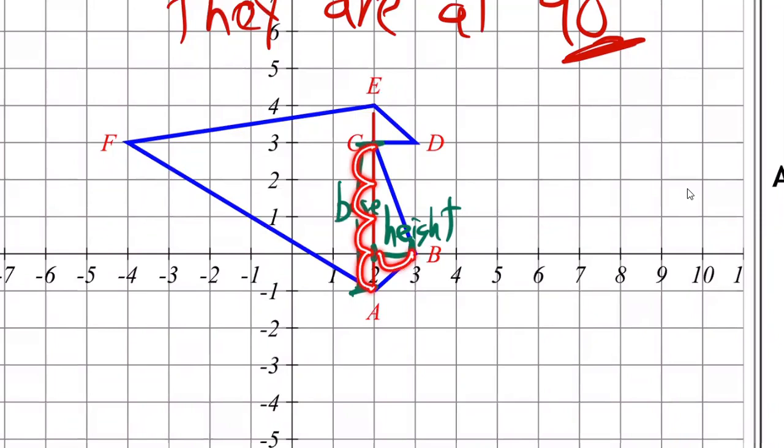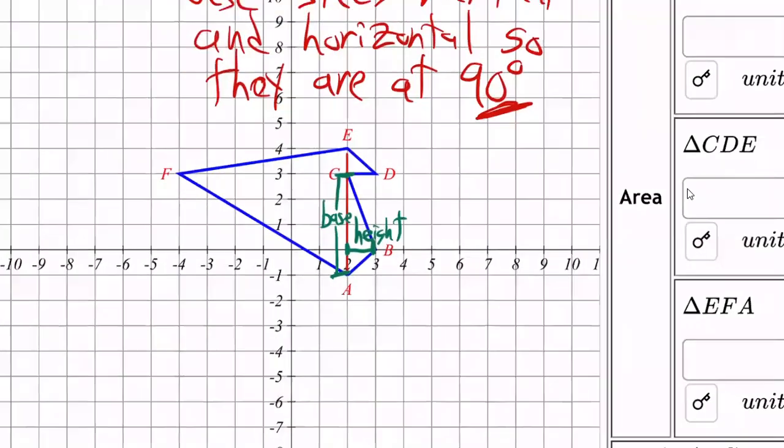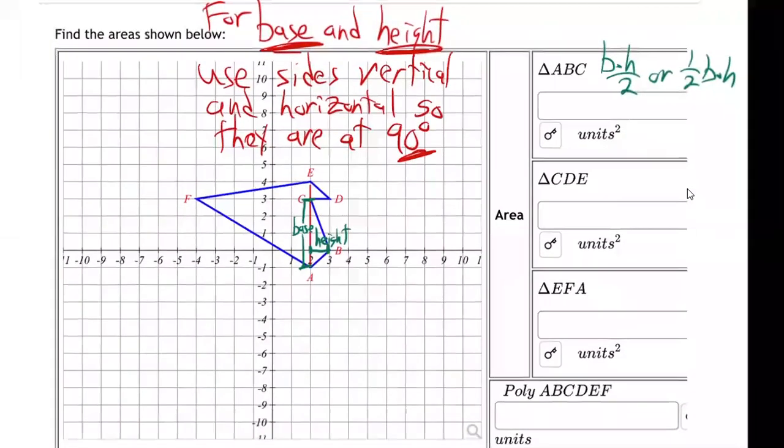So the base for triangle ABC is 4, and the height is 1. And those are definitely at 90 degrees to each other, aren't they? Base and height have to be at 90 degrees because that's what height means. So use sides that are straight up and down and straight sideways, vertical and horizontal, so they're at 90 degrees. So the base, what was it? The base is 4. 1, 2, 3, 4.